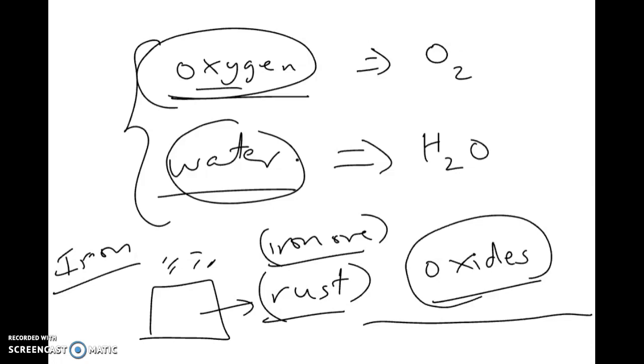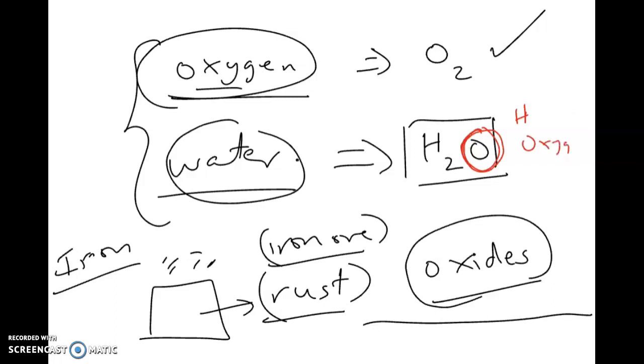Now, why did I mention water? We understand oxygen is involved, but the chemical composition of water is H2O. Water actually has oxygen in it. This O is associated with oxygen. It has two atoms of hydrogen and also one atom of oxygen. So oxygen is also present in water. Keep that in mind for me.